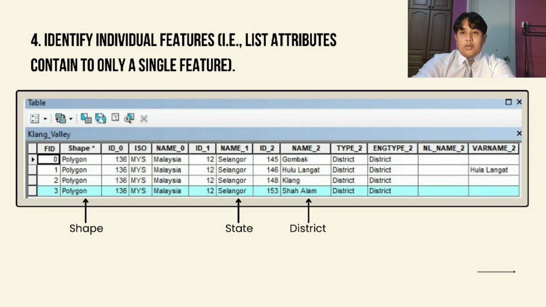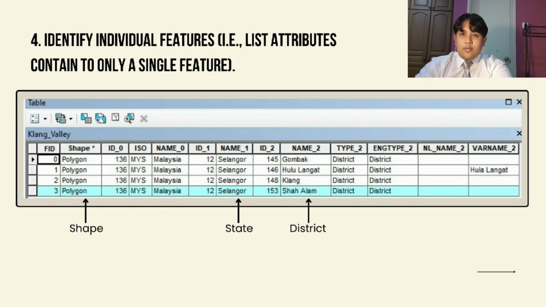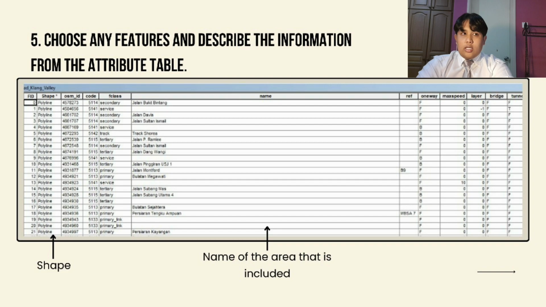Next, identify individual features, which list attributes pertaining to only a single feature. So this is the attribute table for Klang Valley. As you can see, it has the district, the state, and the shape. This is all the individual features in the attribute table. And for the last question, choose any other features and describe the information from the attribute table. So this is the attribute table for Road Klang Valley.